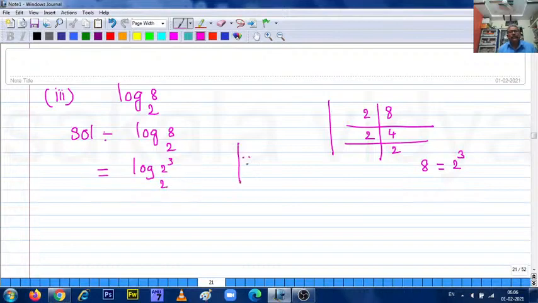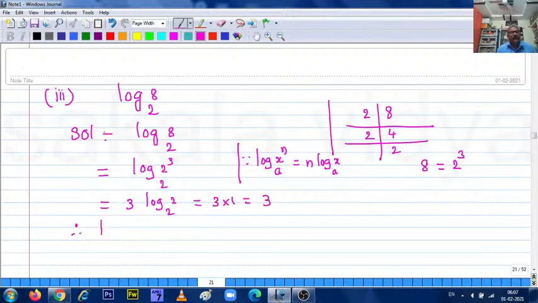So we have the power rule. What is the power rule? Log x to the power of n to the base a is n times log x to the base a. This is 3 times log 2 base 2. Log 2 base 2 is 1. 3 times 1 equals 3. Therefore, log 8 to the base 2 is a rational number. Clear? Understood, all of you? Right.